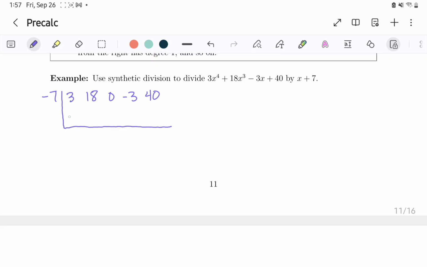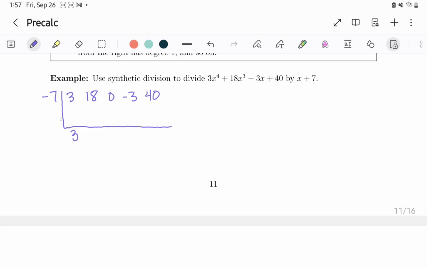Just like the directions said, the first thing we're going to do is bring down that leading coefficient 3. The reason for this is if we were dividing using long division, x is going to go into 3x to the 4 3x cubed times. But we're not really worried about the variable here. We're just worried about the coefficients. So x goes into 3x to the 4 3x cubed times, where our focus is that coefficient 3. And then we'll worry about what degree terms these coefficients go with at the end.